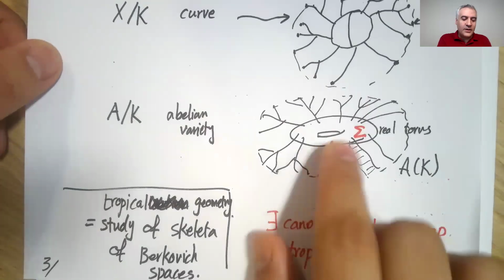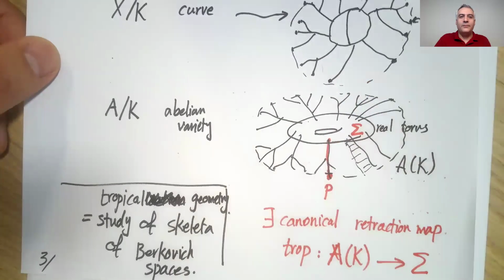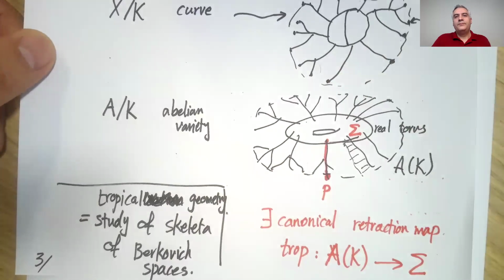So I will have tropical objects and I'll have classical number theoretic objects, and there's a map going from classical points to tropical points.